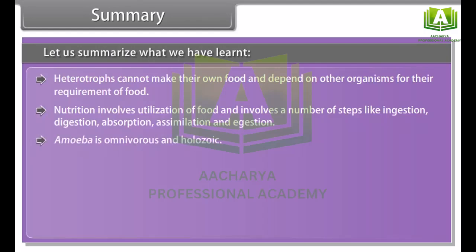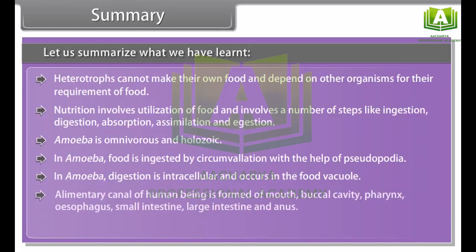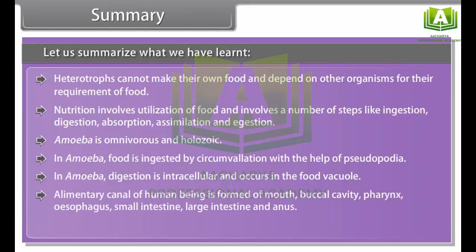Amoeba is omnivorous and holozoic. In amoeba, food is ingested by circumvallation with the help of pseudopodia. In amoeba, digestion is intracellular and occurs in the food vacuole. Alimentary canal of human being is formed of mouth, buccal cavity, pharynx, esophagus, small intestine, large intestine, and anus.